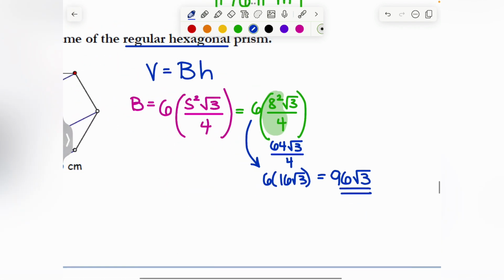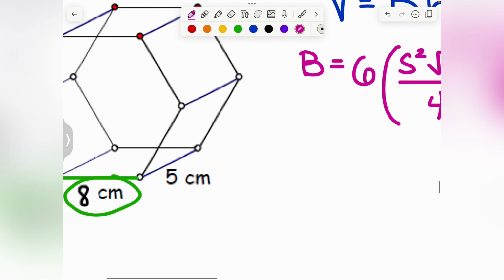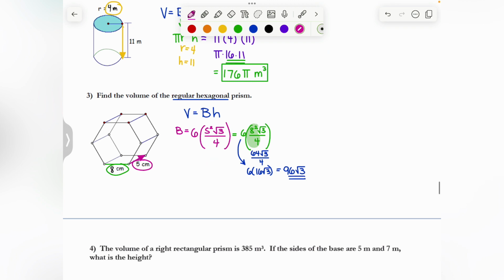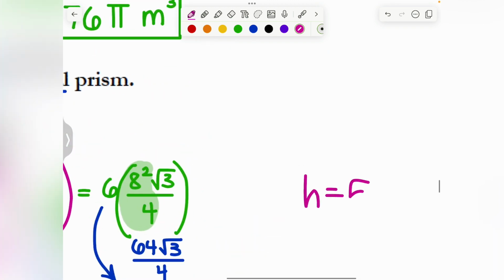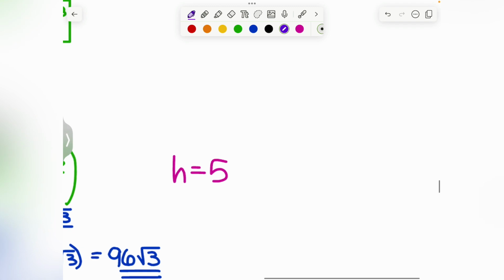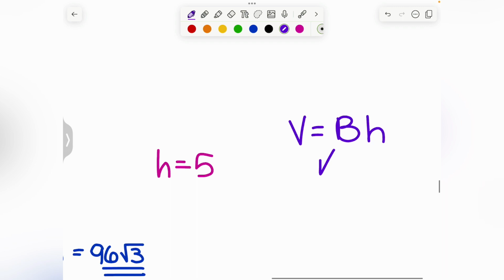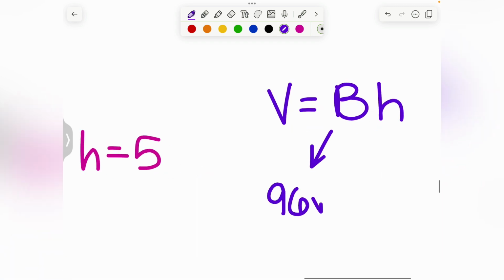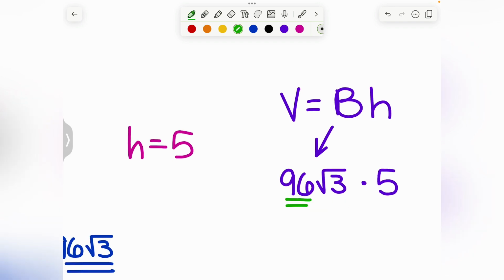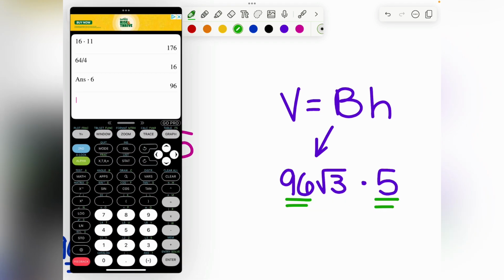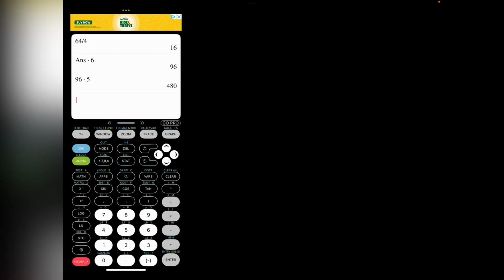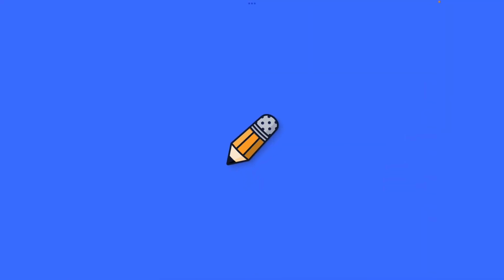The height of the prism, remember, prisms go base to base. So hexagon to hexagon is 5. So volume is the area of the base times the height. Well, the area of the base is 96 root 3, and the height of the prism is 5. So when we do this, we're going to multiply the 96 times the 5. That's 480 root 3 is the answer.